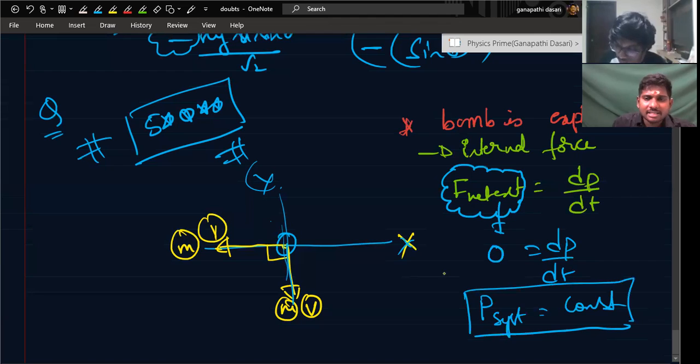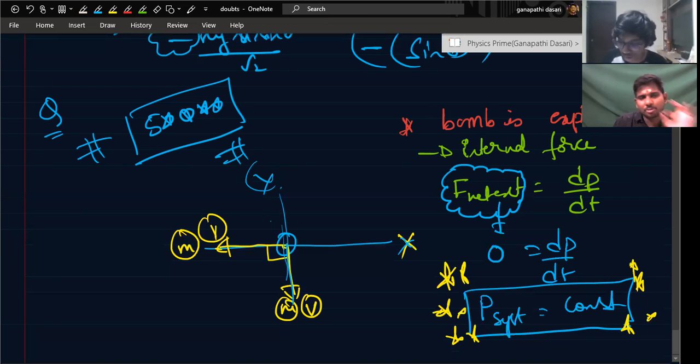That means the momentum of the system will remain constant. This is the most important concept as per the examiner's liking in physics. They'll definitely ask you a number of questions on this concept. Gun bullet question, because firing is happening due to internal force, so momentum should remain conserved. Conservation of momentum.